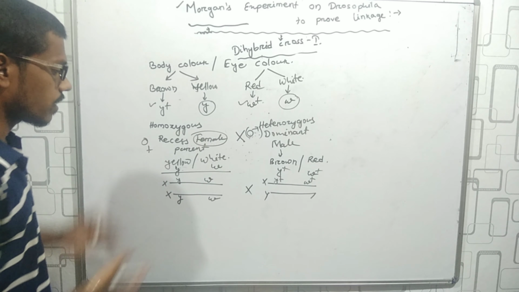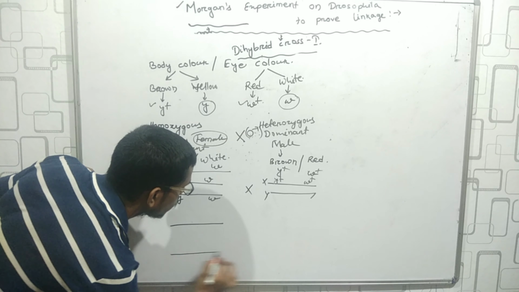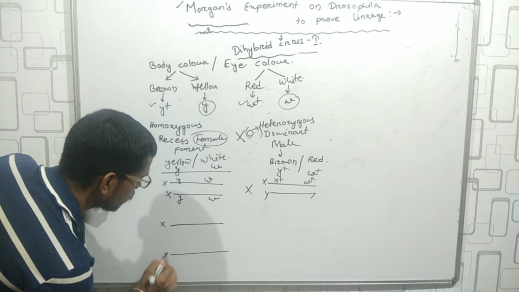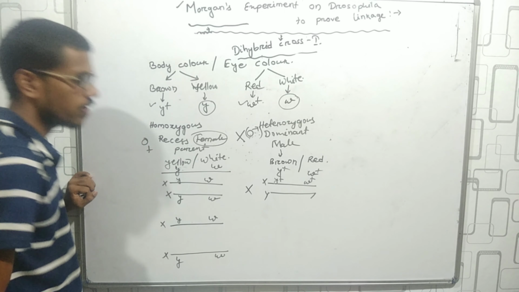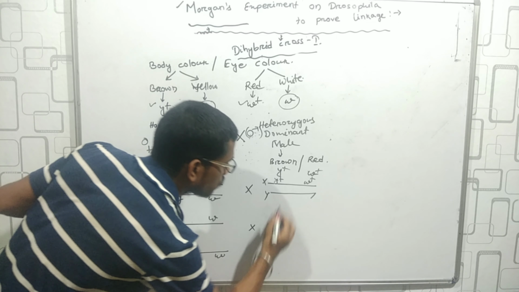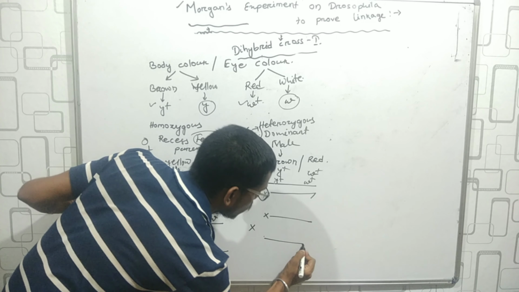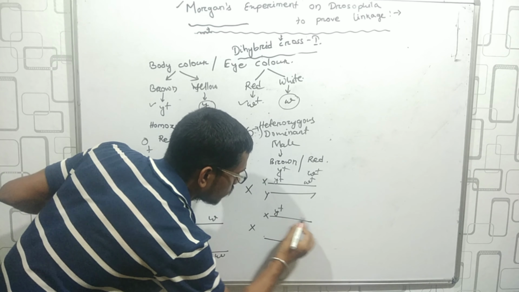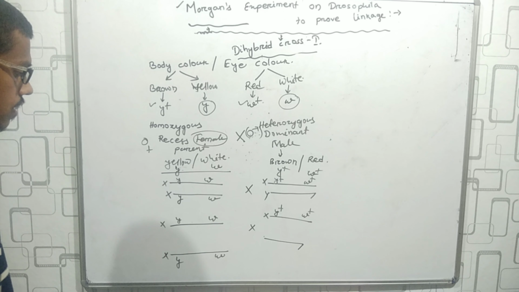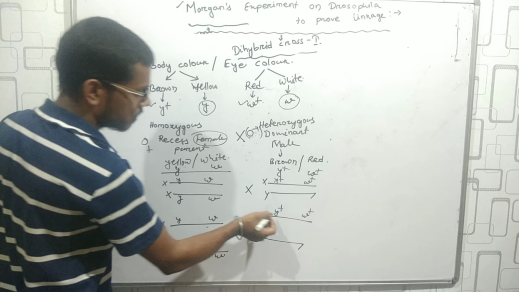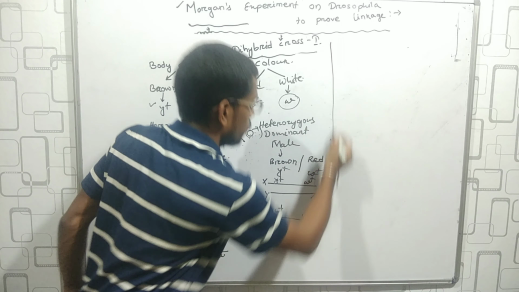But the gametes will form according to the principle of segregation, so both will separate. So this is X, this is X, this is y, this is w, this is small y, this is small w. And here also there will be separation of the X and Y chromosomes, and this X has y plus and w plus. If this will cross with this, then what will be the result? Let's see.